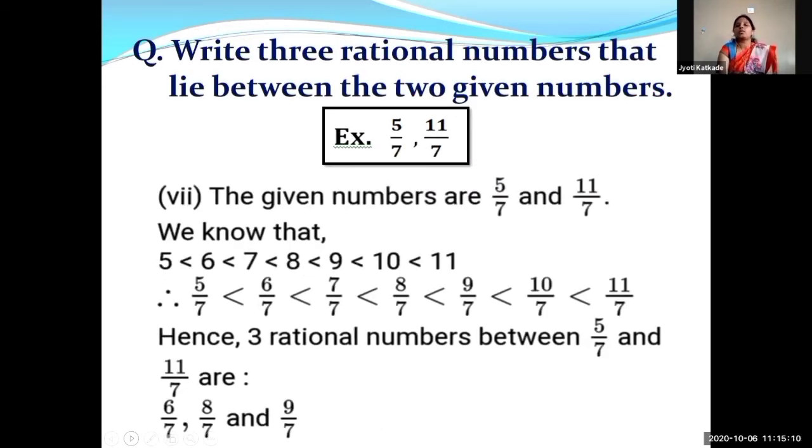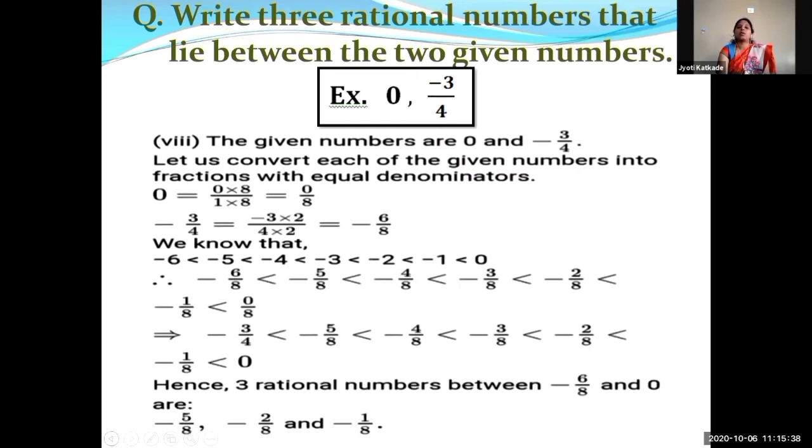This example is also like that, the denominator is the same. So, we have to find numbers in between 5 and 11. Okay. Which numbers are there? That is 6, 7, 8, 9, and 10 in between 5 and 11. So take the denominator 7, then we get numbers in between 5 upon 7 and 11 upon 7, that are 6 upon 7, 7 upon 7, in this way up to 10 upon 7. Okay.